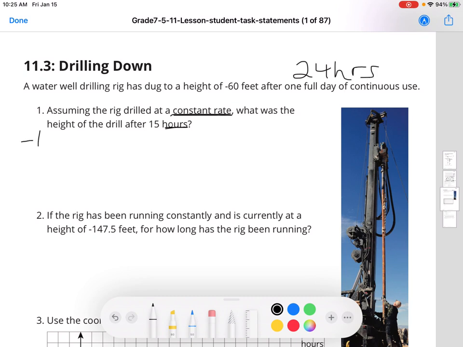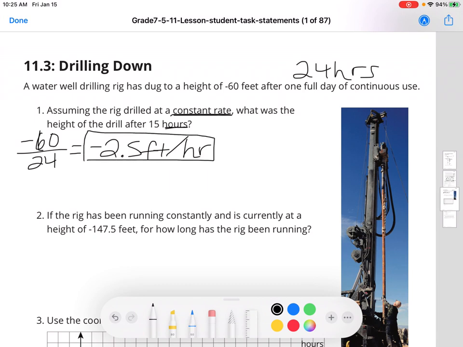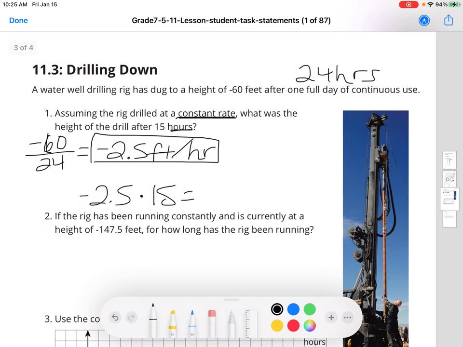So I know if it dug negative 60 feet in 24 hours, that means it was digging at a rate of negative 2.5 feet per hour. So this is my constant rate. Now I need to figure out how far it had drilled after 15 hours. So if it's negative 2.5 feet per hour for 15 hours, that tells me it had dug to negative 37.5 feet.